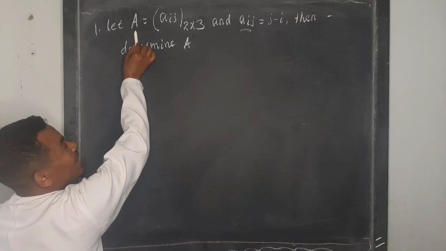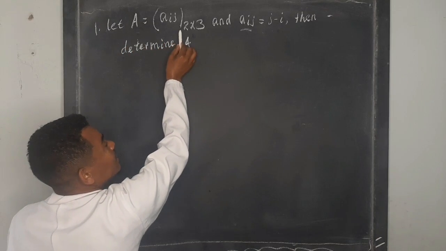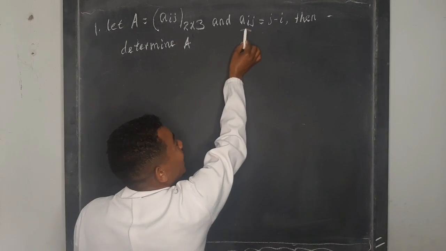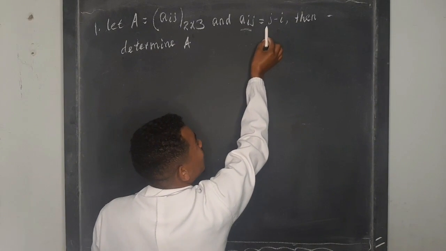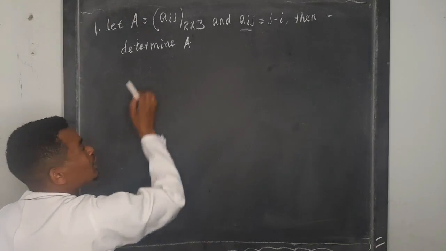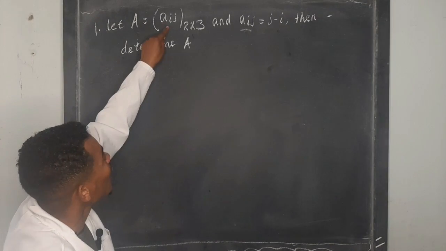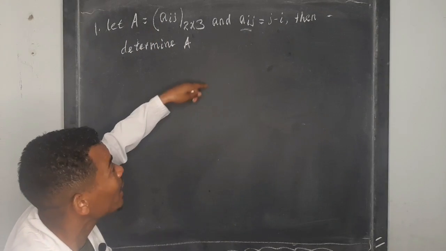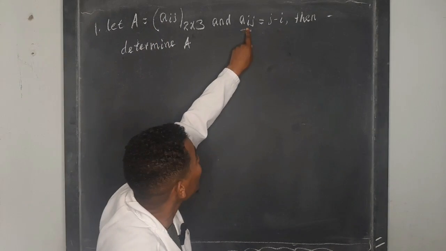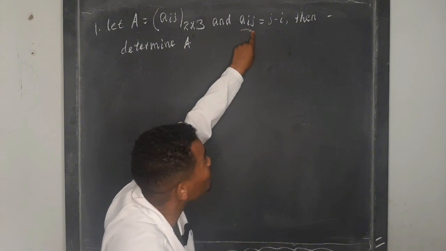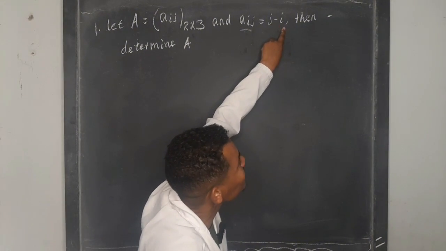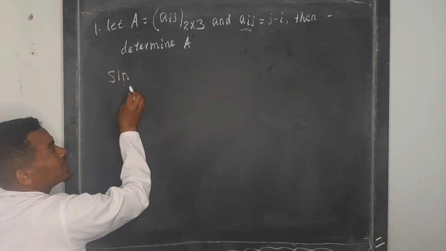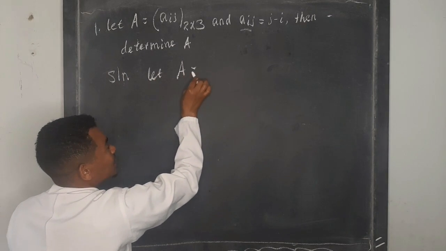Let the matrix A = [aij] be a 2 by 3 matrix, and each entry aij is defined by j minus i. Then determine matrix A. Here i shows the row and j shows the column. Each entry aij, in the i-th row and j-th column, is defined by j minus i. Then determine the matrix A.